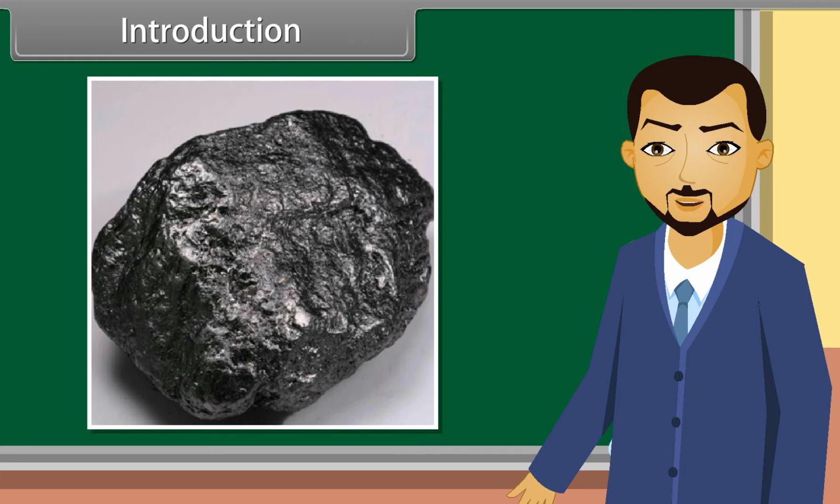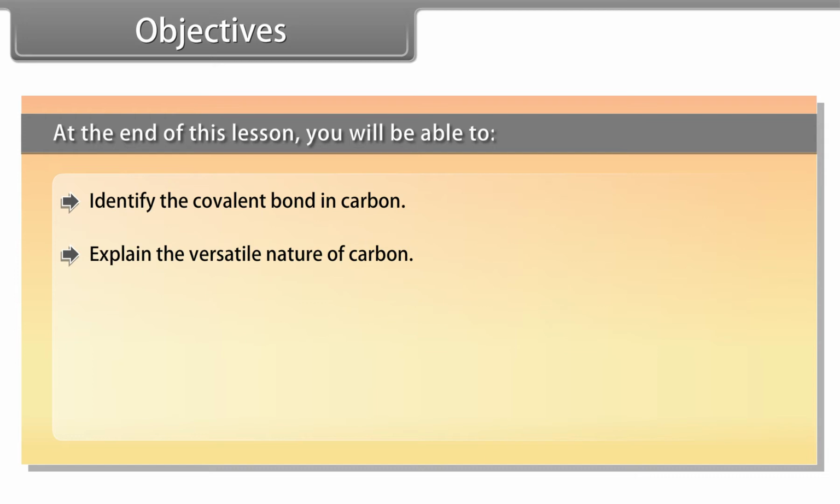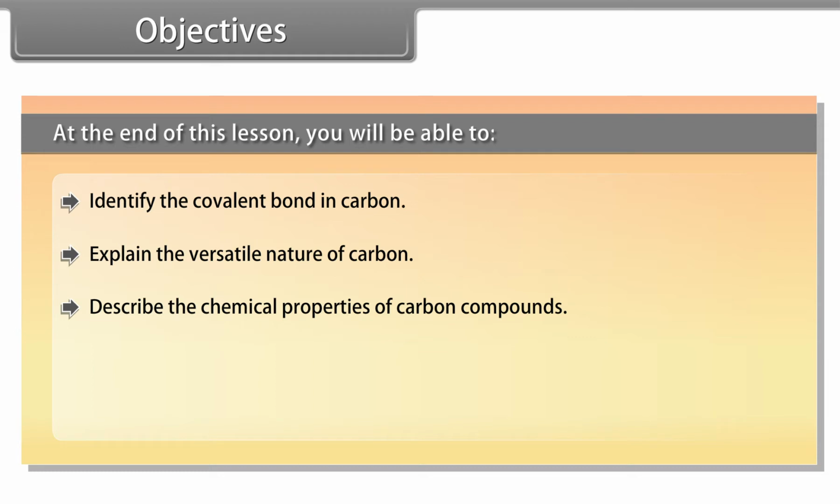That is why carbon is a very important element in our day-to-day life. Children, in this lesson, you will learn about carbon, the versatile nature of carbon, the chemical properties of carbon, and a few important carbon compounds. Objectives. At the end of this lesson, you'll be able to identify the covalent bond in carbon, explain the versatile nature of carbon, describe the chemical properties of carbon compounds, and describe important carbon compounds.